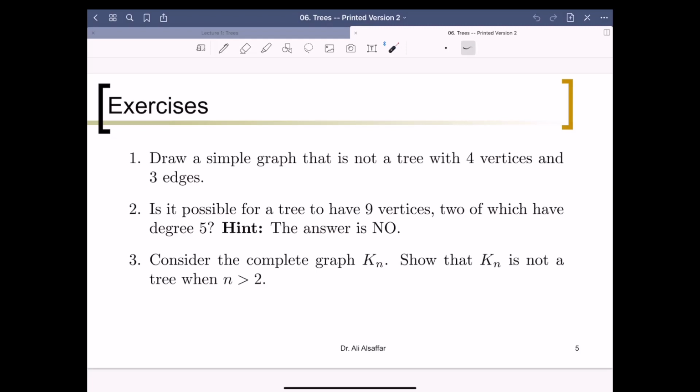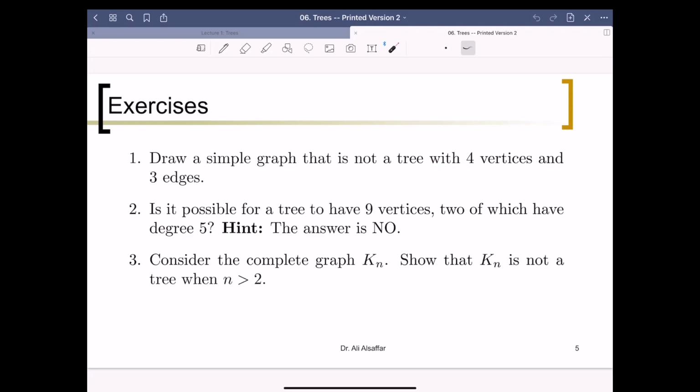As an exercise, try to find a solution to these three problems. The first one says draw a simple graph that is not a tree with 4 vertices and 3 edges. See if the number of vertices is n, so the number of edges is n minus 1, which is 3. And here we would like to tell you that not every graph with the relationship between edges and vertices, that edges equal n minus 1, is a tree, except if there is one condition of the trees that is violated.